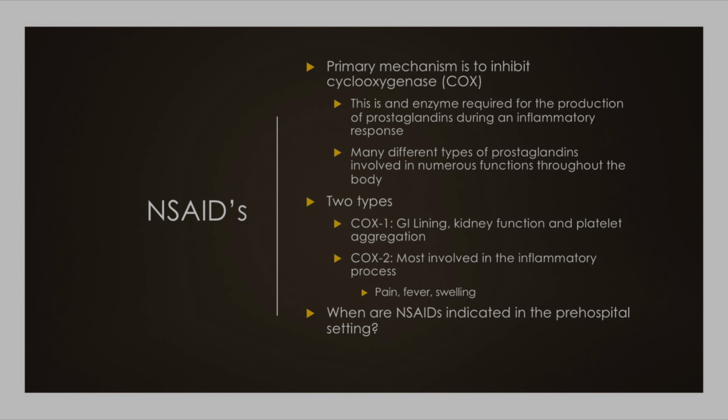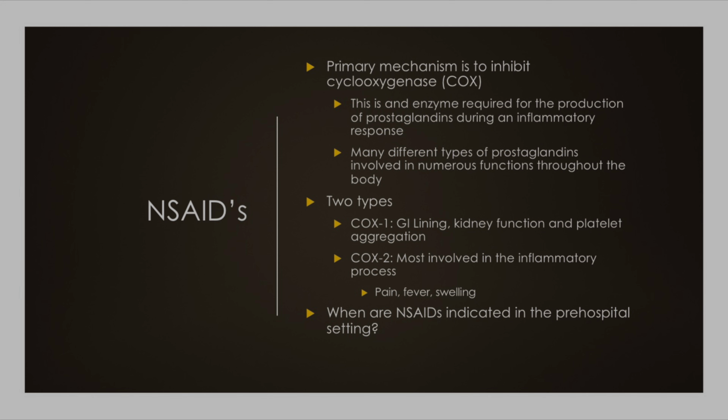Non-steroidal anti-inflammatory drugs. Their primary mechanism is inhibition of cyclooxygenase, or COX, which is required for prostaglandin production. Prostaglandins are important because there are many types, and they influence multiple functions throughout the body, not just inflammation. That's why COX inhibition comes with trade-offs. There are two major COX enzymes.